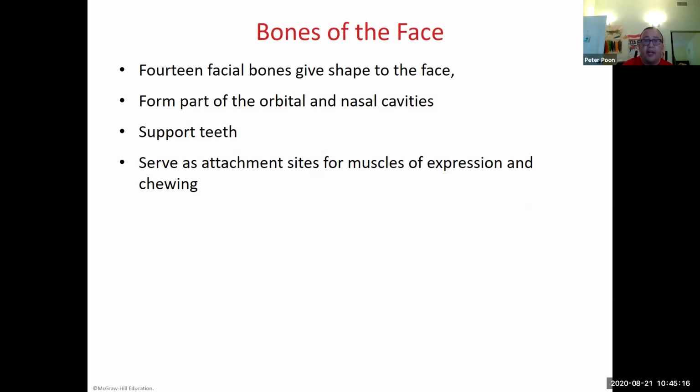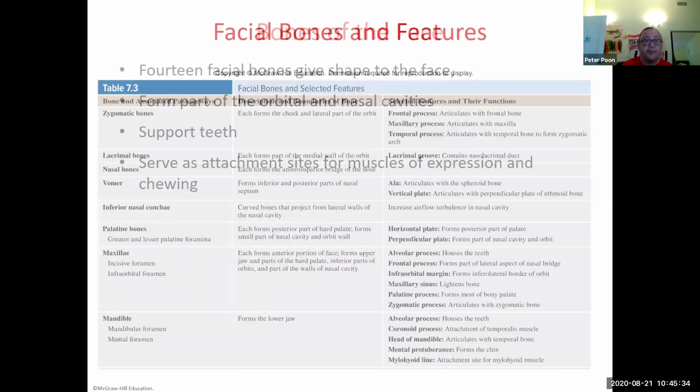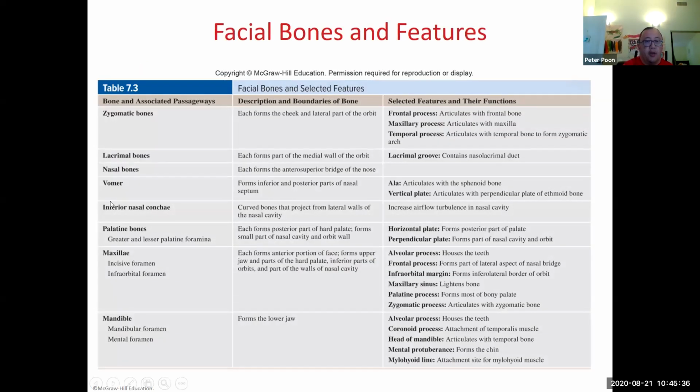So the bones of the face. There are 14 facial bones that give shape to the face. They form part of the orbital and nasal cavities. They support your teeth. They serve as attachment sites for muscles of facial expression and chewing. So here are the bones.